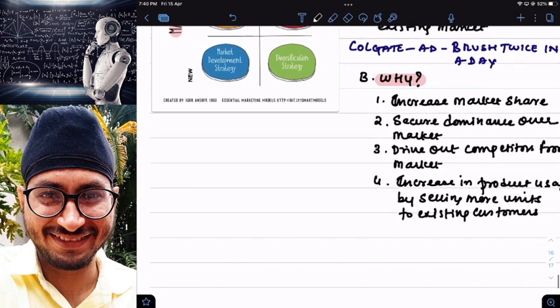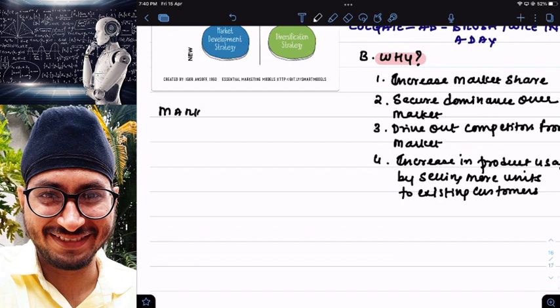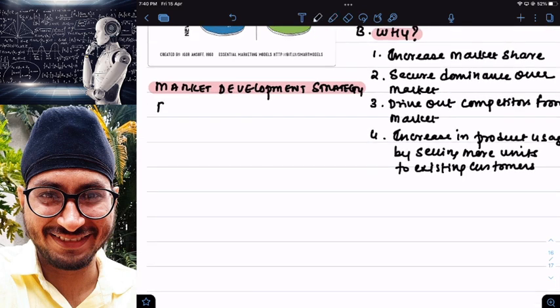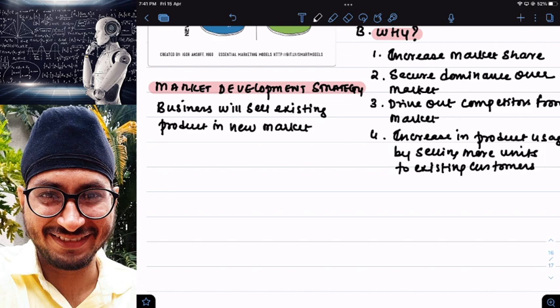Second strategy we have, sir, is market development strategy. In market development strategy, what will happen? Business will sell existing product in new market. Here, new market. I repeat, what is going to happen, sir? Business is going to sell existing product into new market.